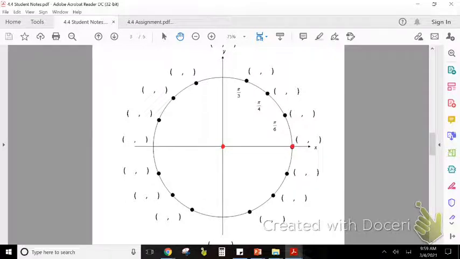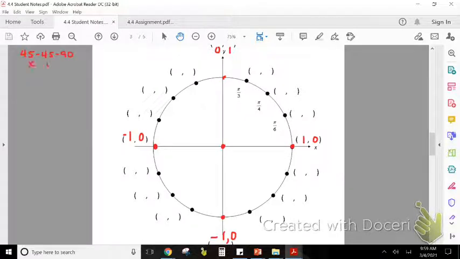So if I'm going to the right, that ordered pair would be 1, 0. If I'm going up, the ordered pair up here would be 0, 1. If instead I went to the left, the ordered pair right there would be negative 1, 0. Or if instead I went down, the ordered pair down here is negative 1, 0. Okay? Now, let's look at that 45, 45, 90 triangle.